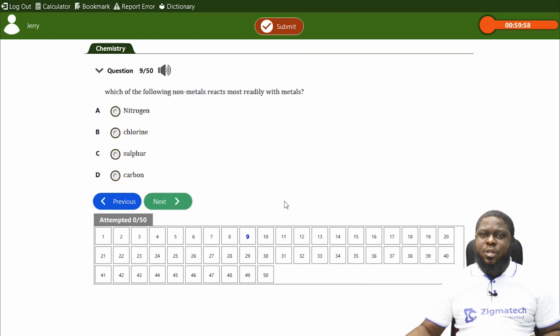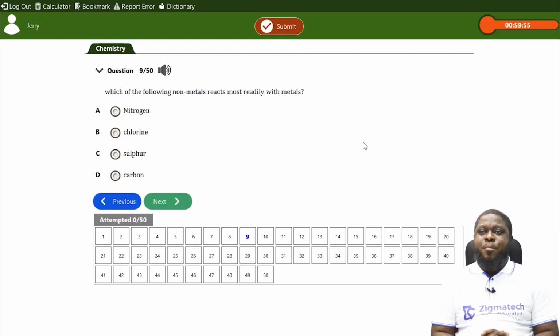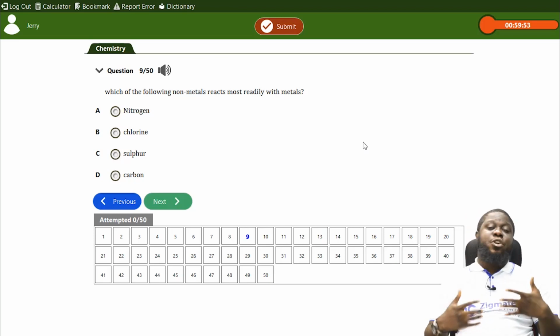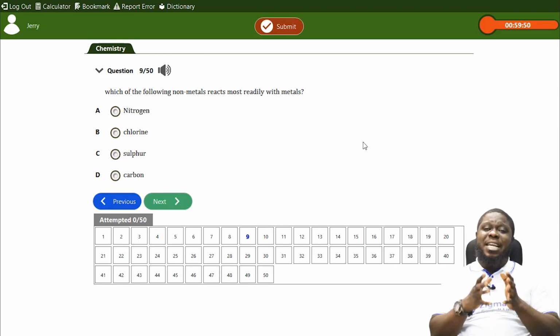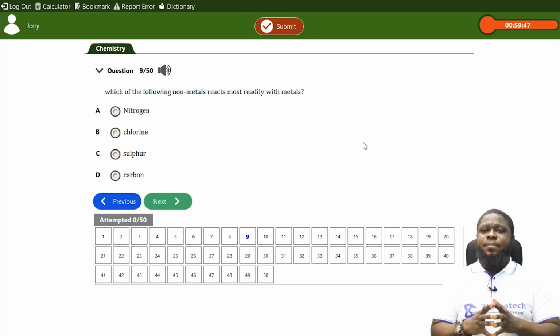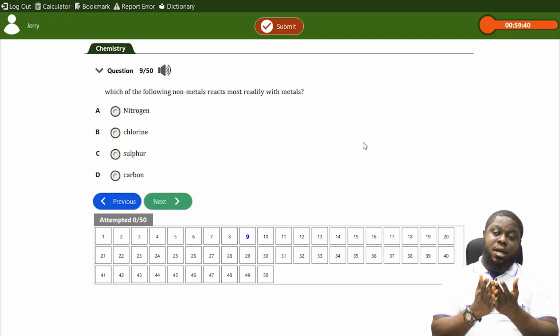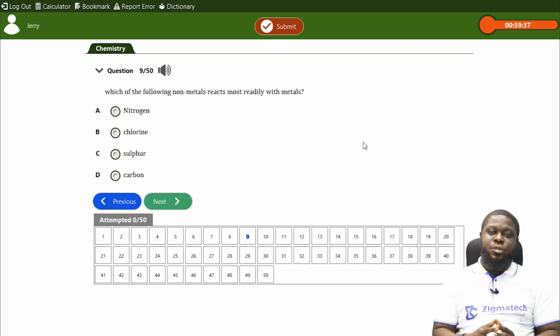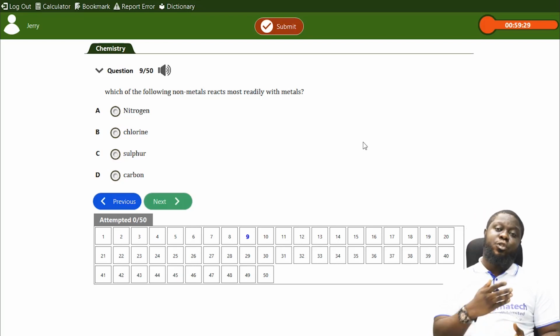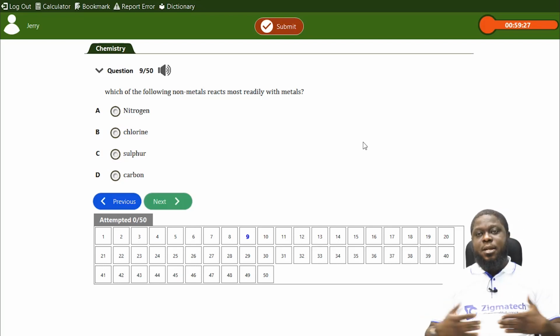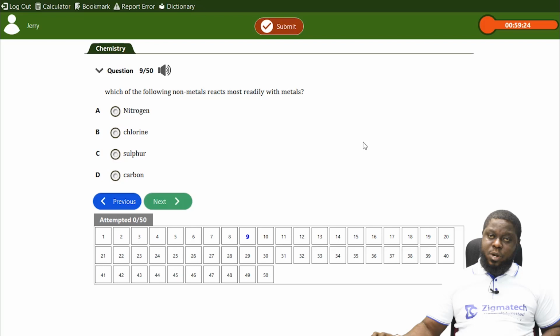Question 9 says, which of the following non-metals reacts most readily with metals? I told you in the introduction of the elements that there is a particular non-metal that reacts with every metal in the periodic table. I told you that it is chlorine. Chlorine reacts with most metals. I gave you an example of sodium forming sodium chloride with chlorine, which is the common salt. So the answer there is chlorine.